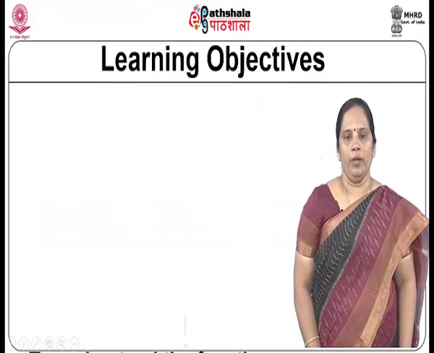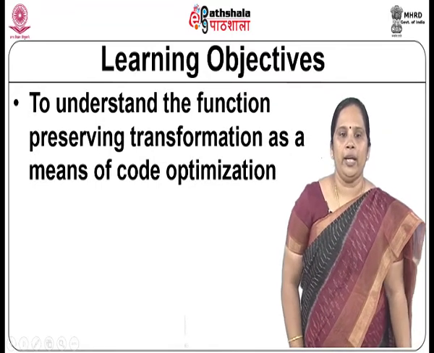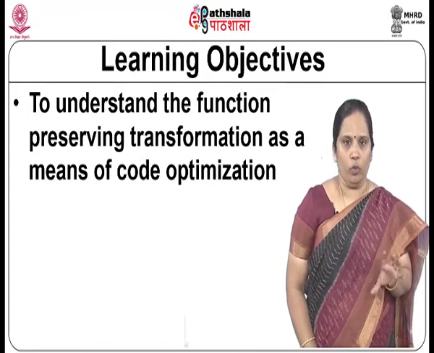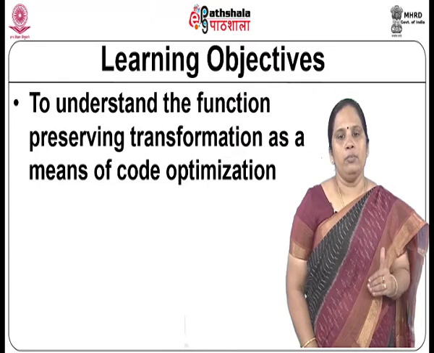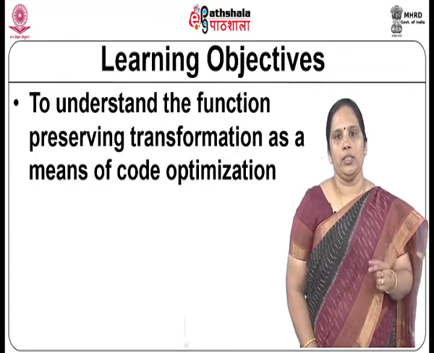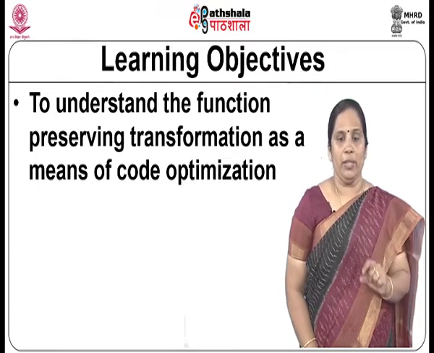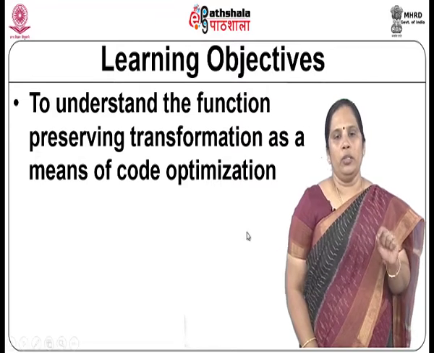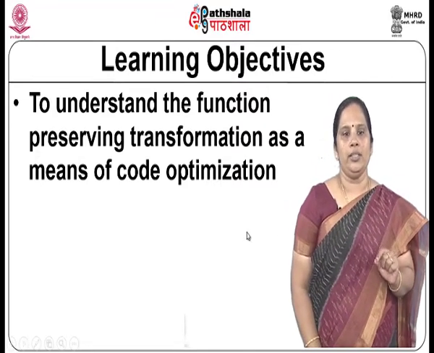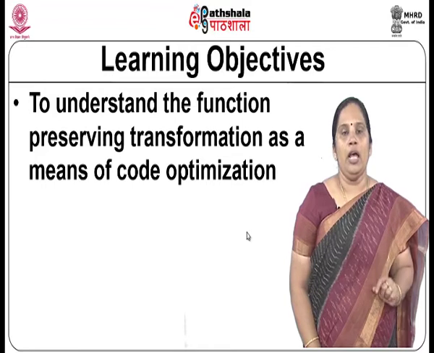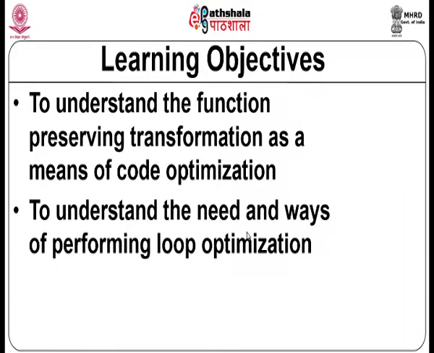In the previous module we looked at the position of the code optimizer, and in this module the objective would be to discuss the optimization techniques in detail. The learning objectives of this module are to understand function preserving transformation as a means of code optimization, and to understand the need and ways of performing loop optimization.